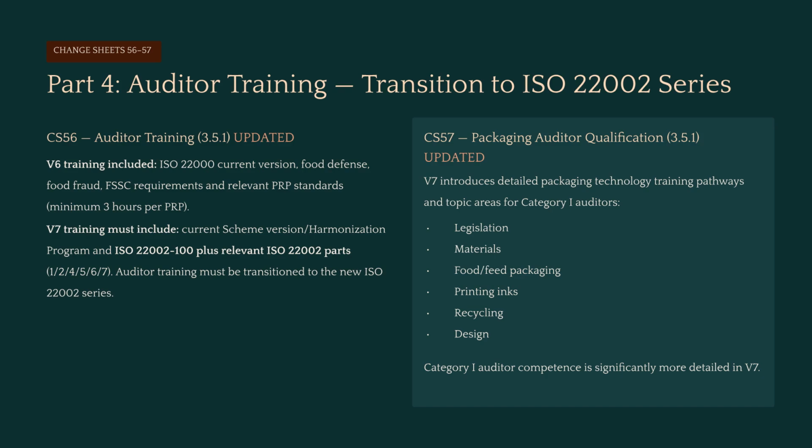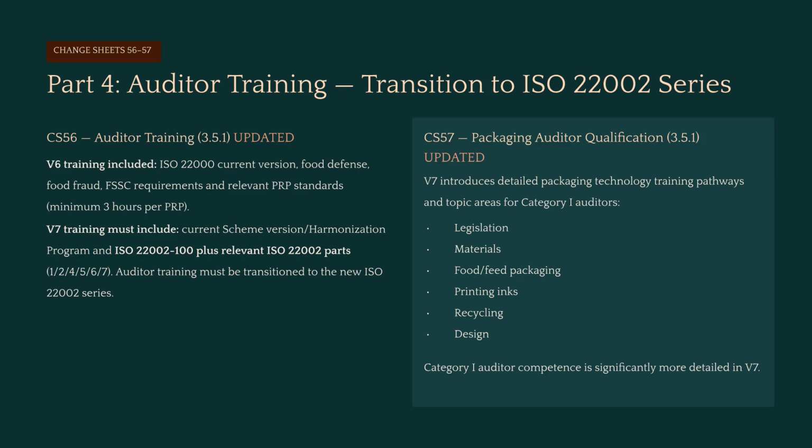Version 7 changes the PRP backbone. The auditor must now be trained in ISO 22002-100 and the relevant ISO 22002 parts, ISO 22002-1, ISO 22002-2, ISO 22002-4, ISO 22002-5, ISO 22002-6, and ISO 22002-7, depending on the category being audited. This is not just a reference change. The auditor must understand how the new common PRP standard and sector-specific parts work together.